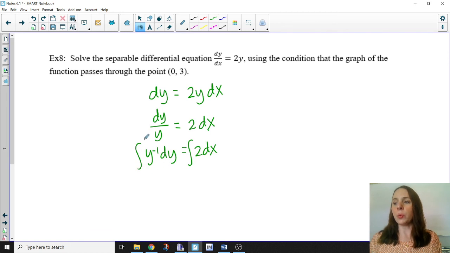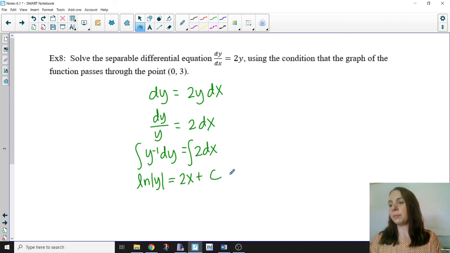Now what happens here? What is the antiderivative of y to the negative 1? Do you remember that one? You can't use antiderivative power rule, right? That's the ln. And technically, it's the ln of the absolute value of y, just in case your y coordinate would be negative. We will talk about that more in section 6.2. Okay, but I need you to know right now, whenever you use an ln as an antiderivative, you're going to put absolute values in it. On the other side, what's the antiderivative of 2? That's 2x plus c. Now let's sub in 0 for x and 3 for y.